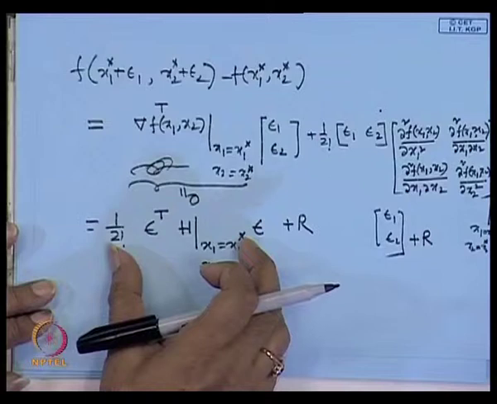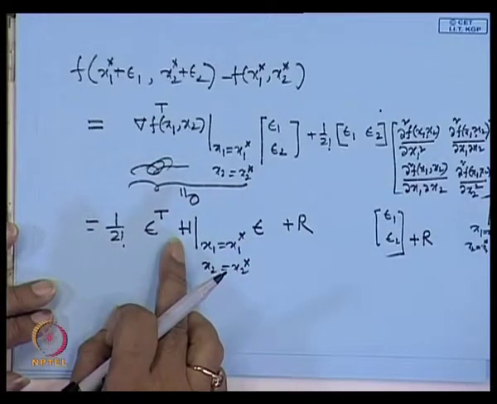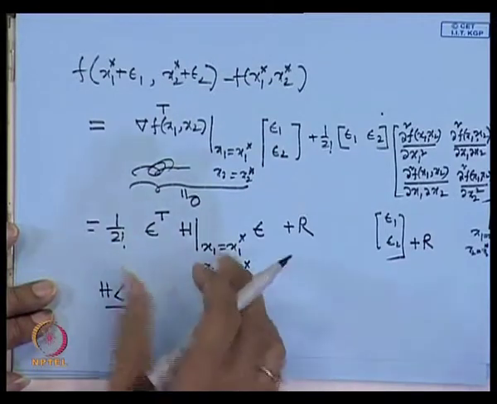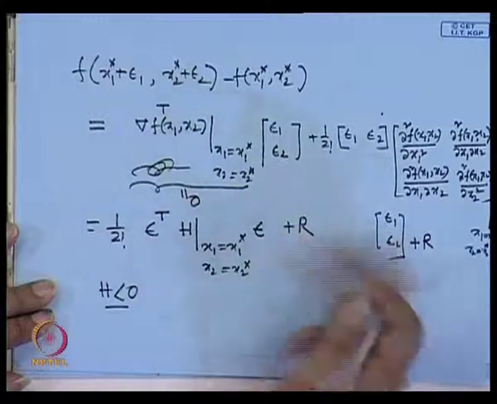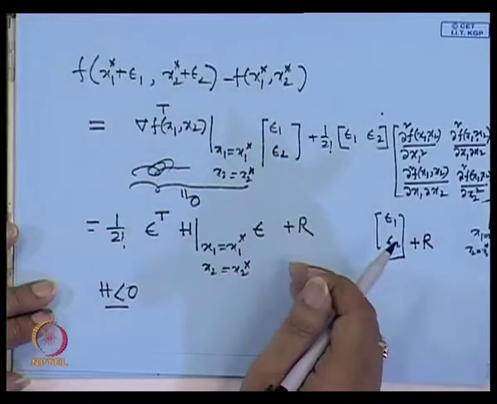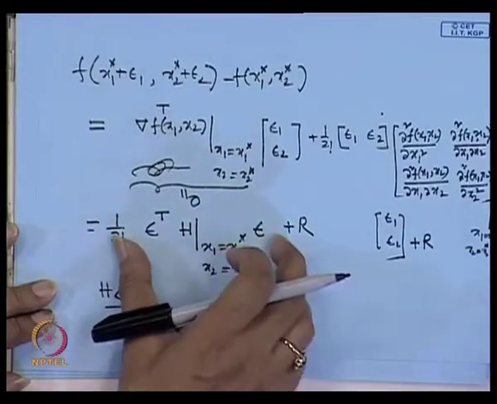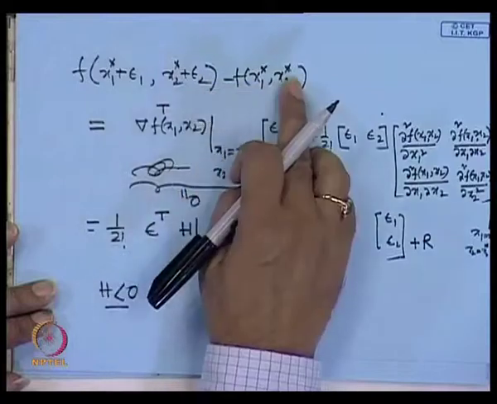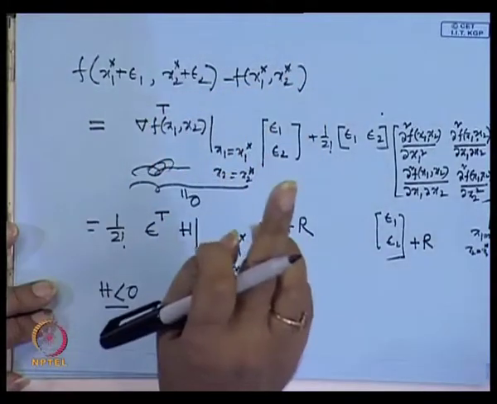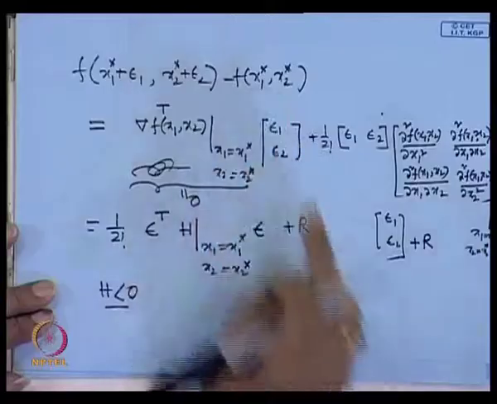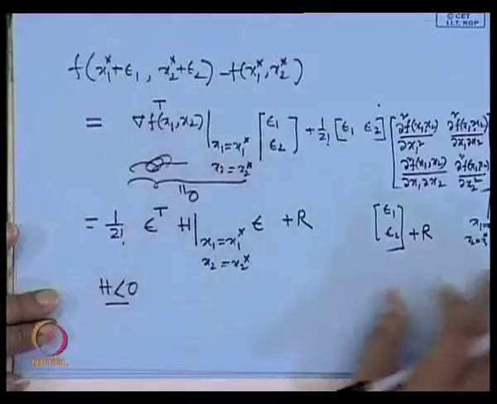If this quantity is negative, when will it be negative? When H is a negative definite matrix. Then this quantity will be negative, but that contribution is negligible because epsilon 1, epsilon 2 are very close to x 1 star, x 2 star. So, this will be negative. The difference is negative, means it has reached the local maximum. So, today I will stop here, and next class we will continue with our final conclusion. Thank you.